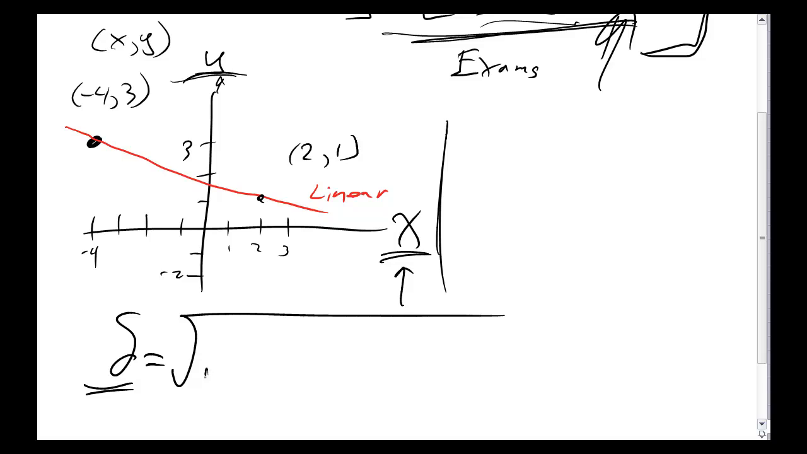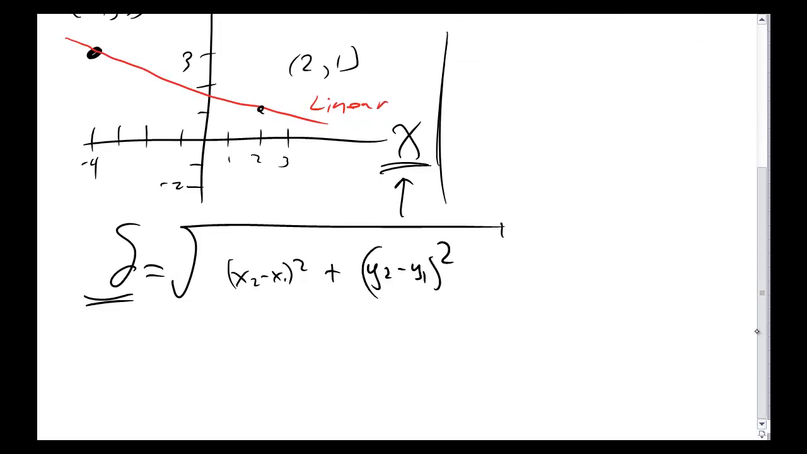D is equal to the square root of x2 minus x1 squared. Oh my, double square roots there. I'm a little excited. x2 minus x1 squared plus y2 minus y1 squared. Doing the stuff inside the parentheses first. All of these things under the square root.